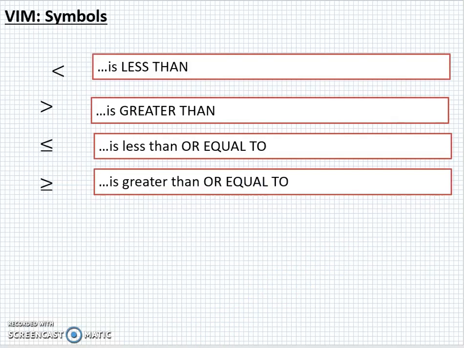This is our first Vim for today. So these are symbols that link to what we're looking at today. So I'd like you to make a note of these in a minute after I've gone through.